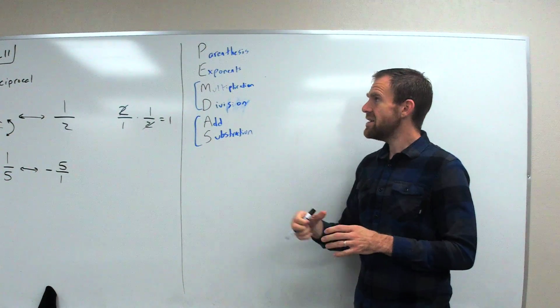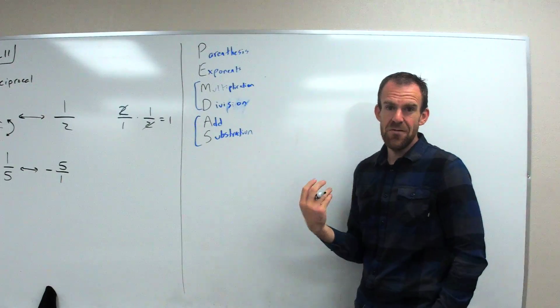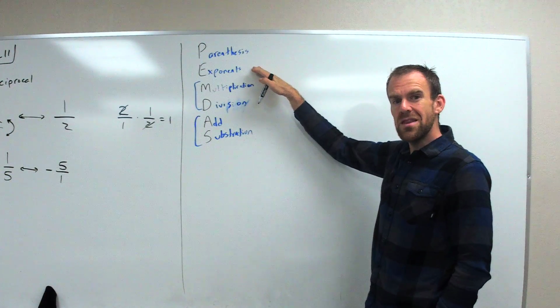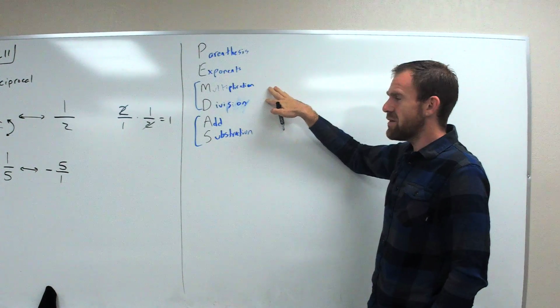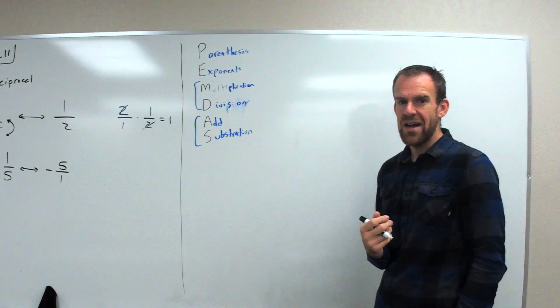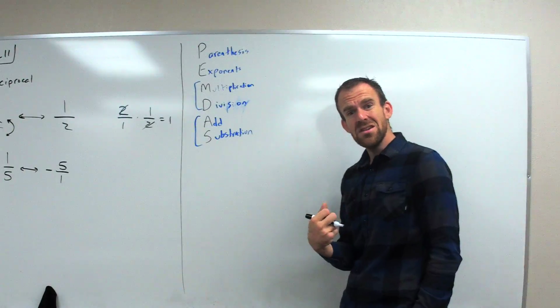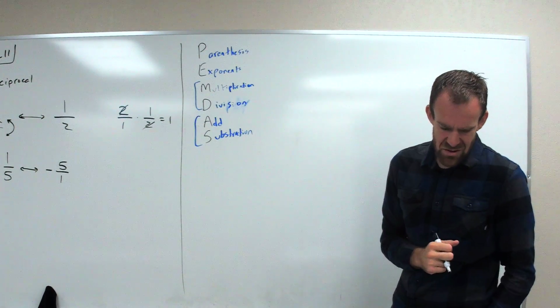So the idea is we're going to start with parentheses and simplify whatever's in parentheses if we have them. Then we will deal with exponents. Then we will do multiplication and division. And then and only then can we add or subtract. A lot of students want to jump to addition and subtraction because it's easier, but that is the wrong way to do the problem.